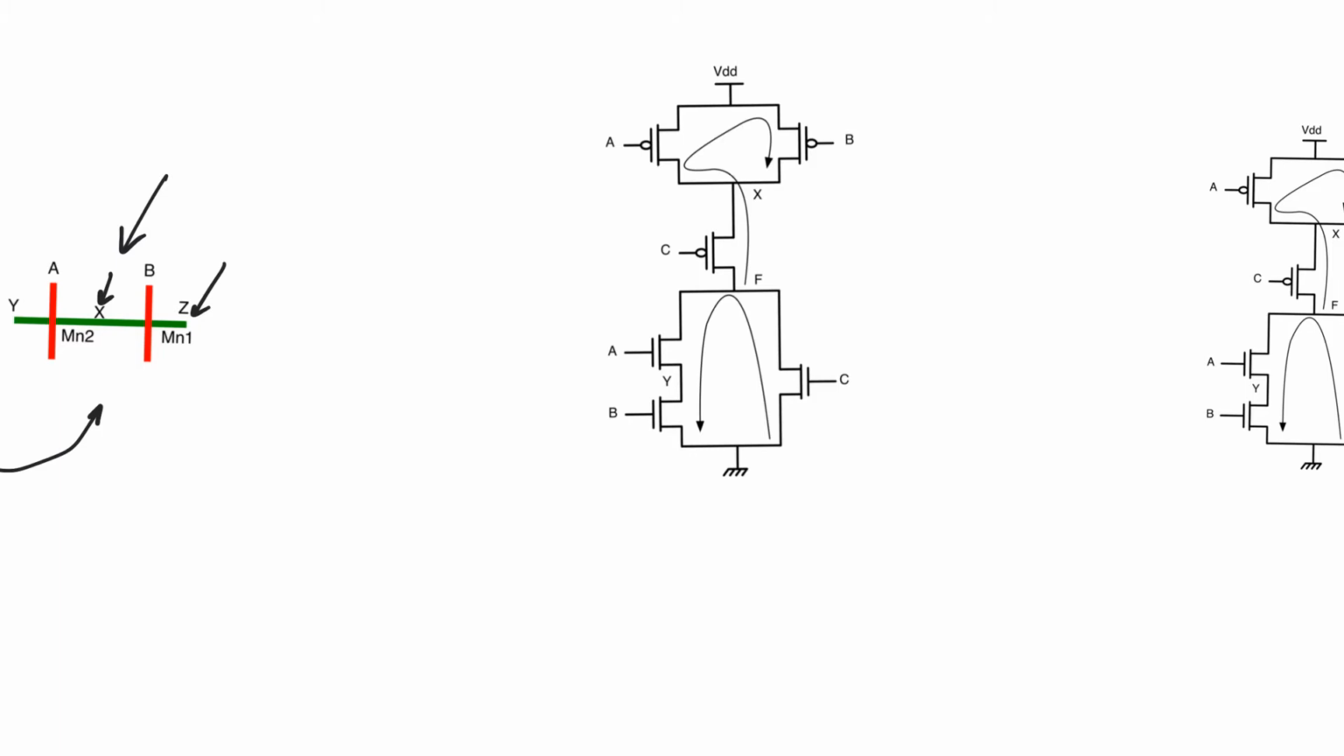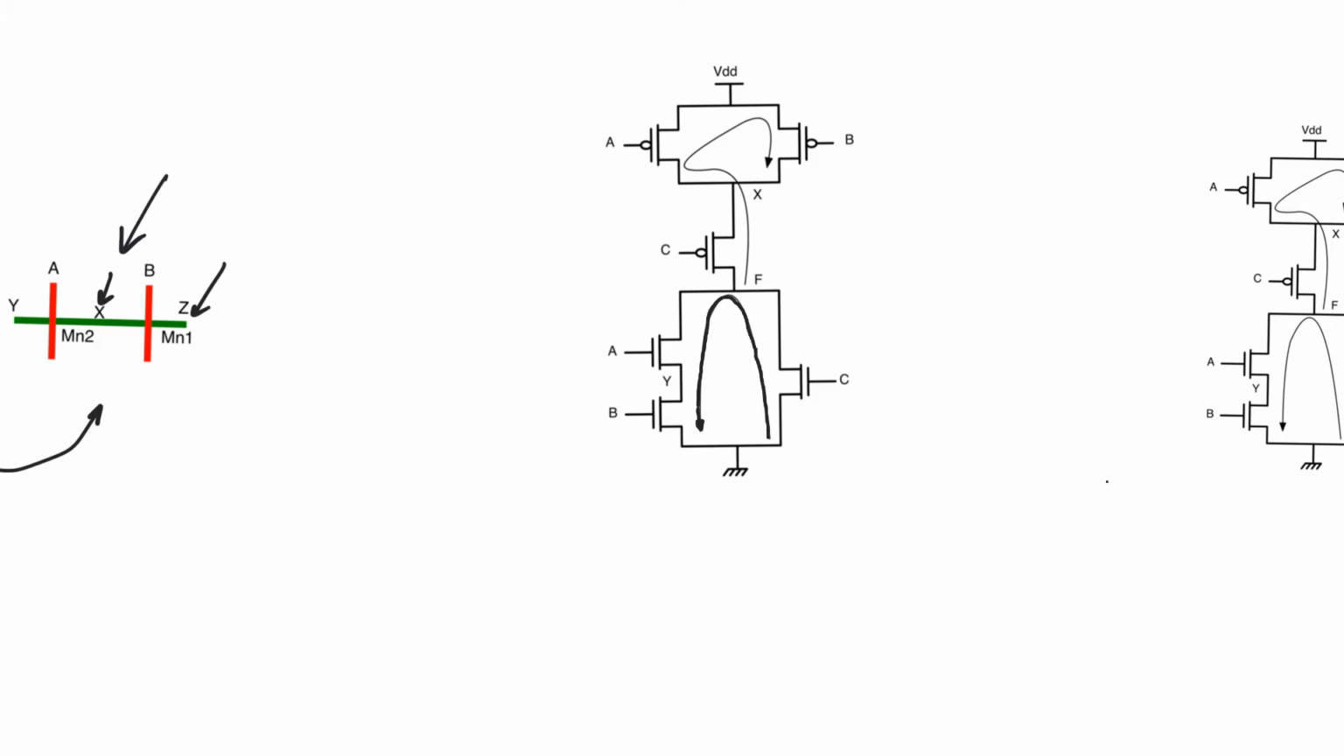So if we look at this network, for example, we find that we have a path in the pull-down network that begins at ground and then visits input C, then visits input A, and then visits input B, and ends up at ground again. So only ground has been visited twice by this path. Every other node has been visited only once.